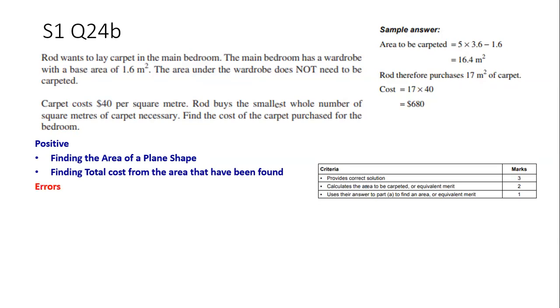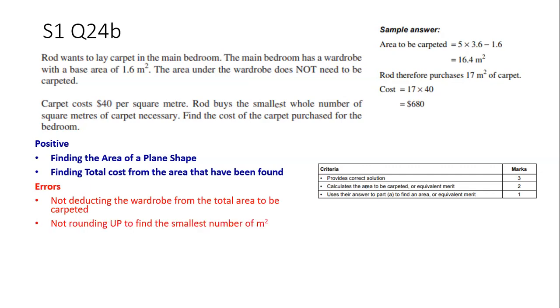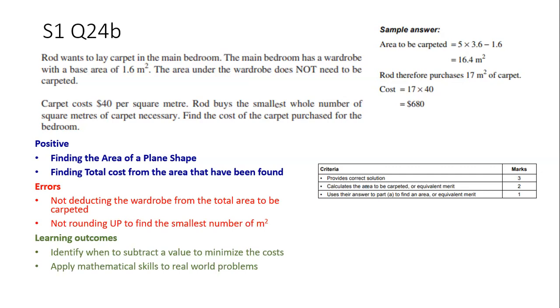So again, what I've said is the errors were that they didn't deduct the wardrobe from the total area to be carpeted. That was one of the biggest things, along with not rounding up. But again, those were what I thought were some tricky parts to this particular question. So with this, again, it's about some practical examples for the kids to try in class, applying mathematics skills to the real world. These are obviously quite common now. And then also the minimisation of costs for this. So it's just about getting the kids to do some practical questions within a classroom based upon the theory that we actually do.